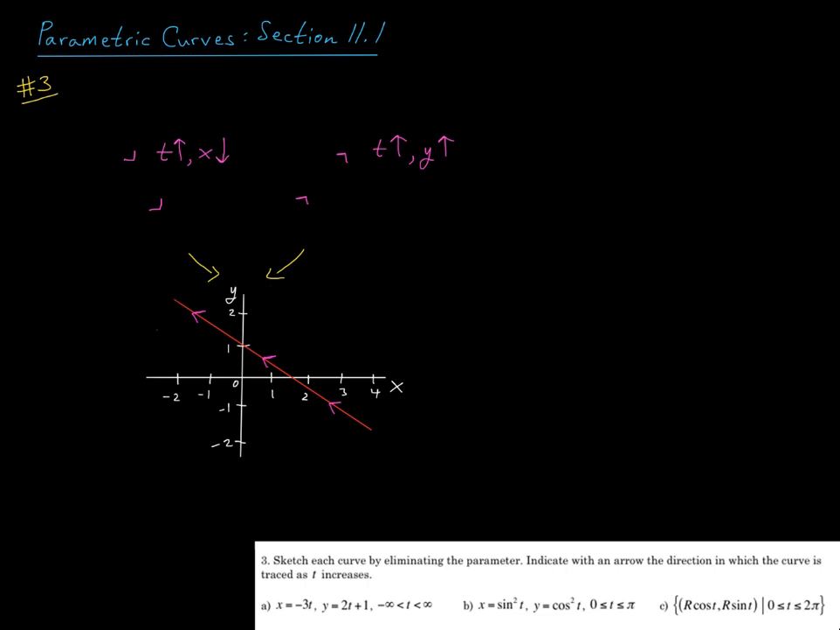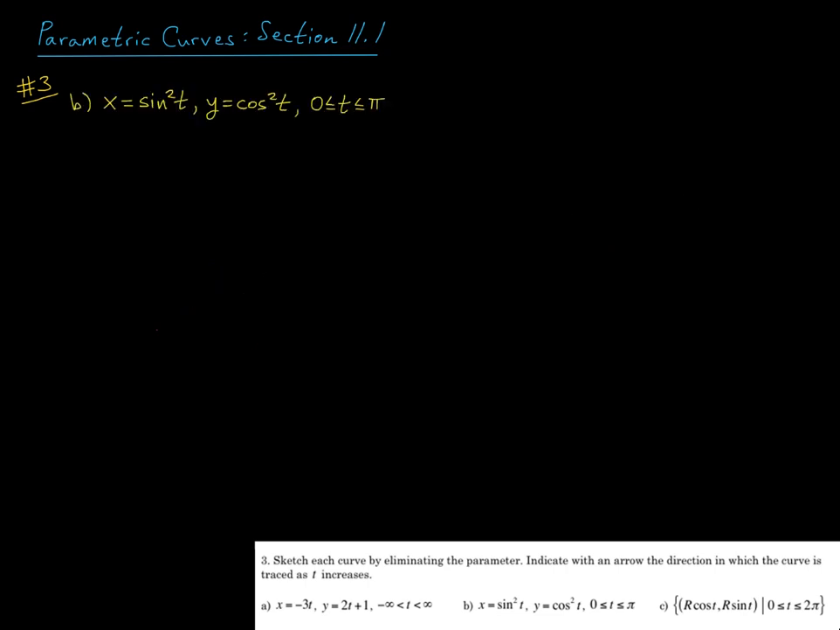Let's check out part B. And for part B, we have that x is equal to the sine squared of t and y is equal to cosine squared of t. And here, t varies from 0 to pi.